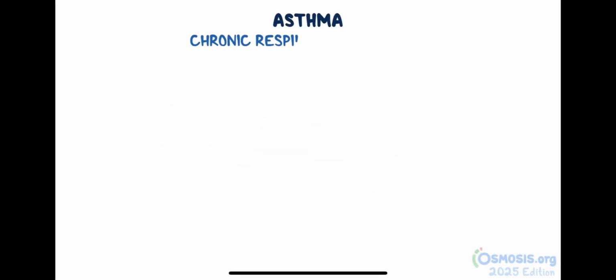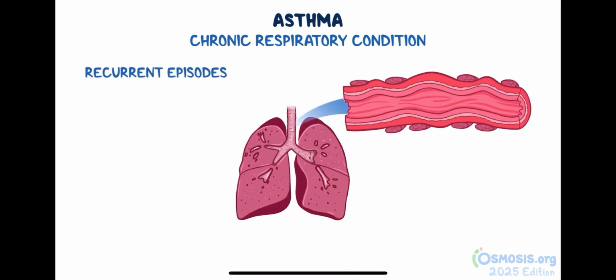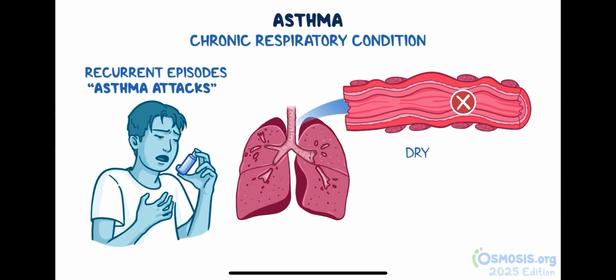Asthma is a chronic respiratory condition characterized by recurrent episodes of airway inflammation and obstruction, known as asthma attacks, which result in breathing difficulties, such as dry cough, wheezing, and shortness of breath.